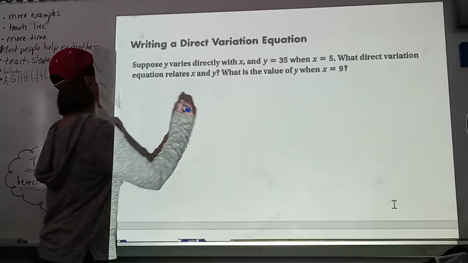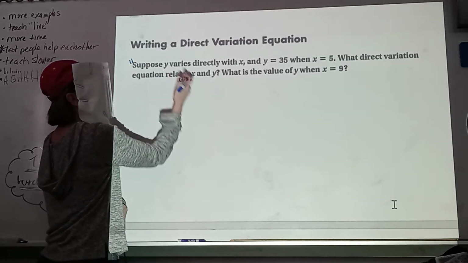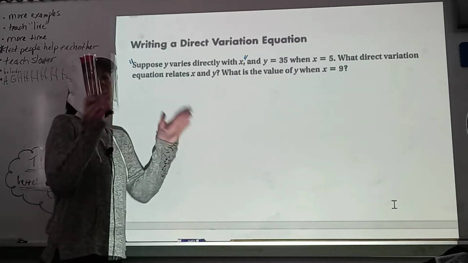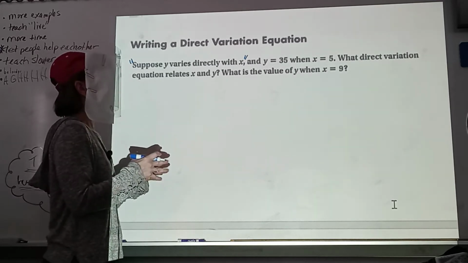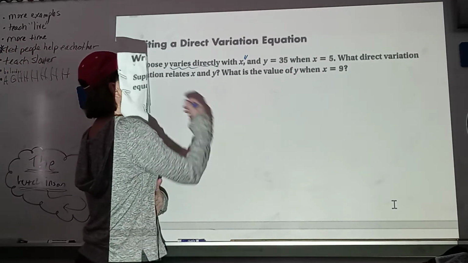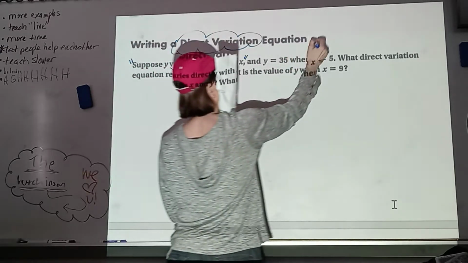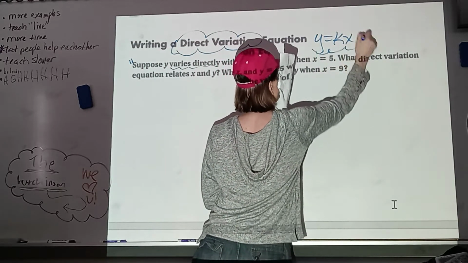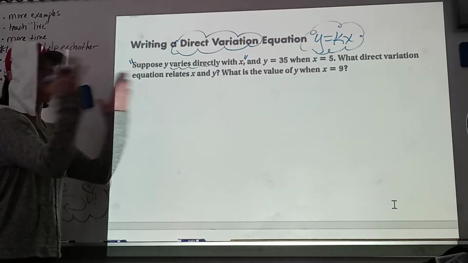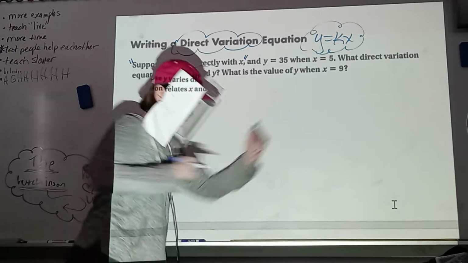So here we go. Here's that phrase again that we have to get used to, guys. It says, suppose y varies directly with x. That is your clue. That is your hint. That is your ding, ding, ding, that this is, varies directly with. That means it's a direct variation. And automatically you should say to yourself in your mind, y equals kx. This is what should automatically, right off the gate, come to mind when you see suppose y varies directly with x.